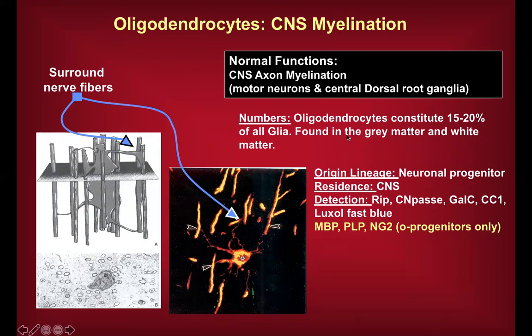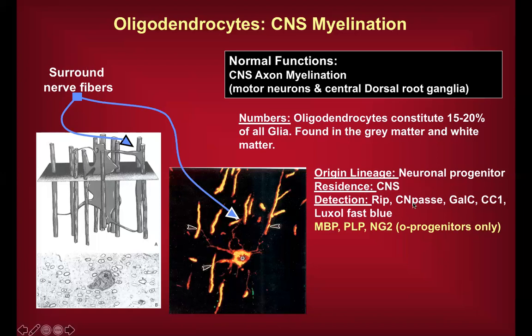Do you guys know the difference between white matter and gray matter? Yes? Okay. So white matter is where all the myelinated tracks are. These cells come from the neuroprogenitor, the resident progenitor within the CNS.